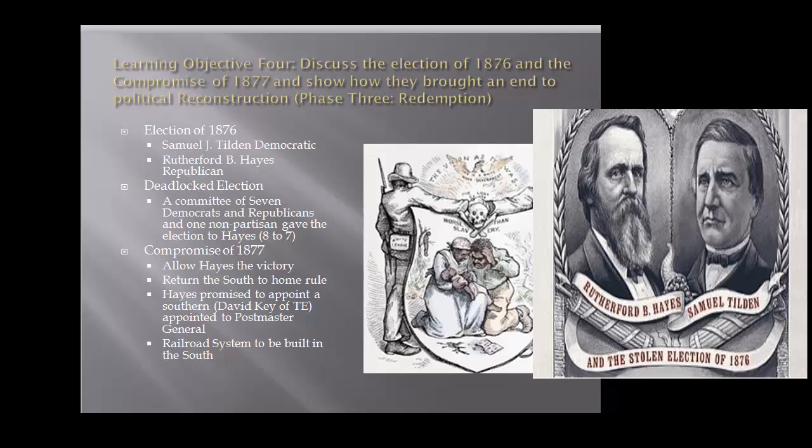Tilden only had 184 electoral votes. He needed 185. There were about 3 states still at play: South Carolina, Florida, and Louisiana. And instead of allowing this to lead to tensions, Congress suggested that they come up with another committee of 15 to decide who should be the next president and to come up with a compromise for the direction of the country. So out of this, you get the so-called Compromise of 1877.